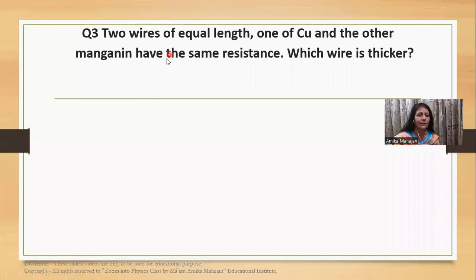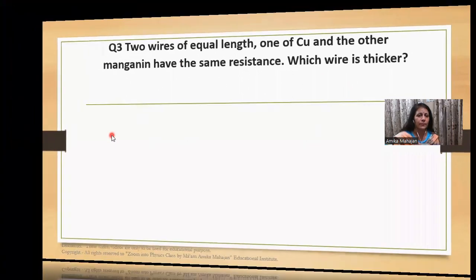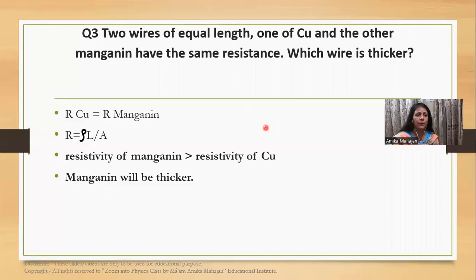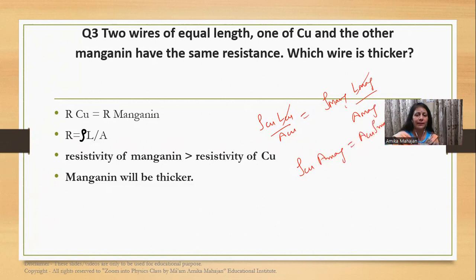Two wires of equal length, one of copper and the other of manganin, have the same resistance. Which wire is thicker? Because resistance is the same, rho of copper, L of copper upon A of copper will be equal to rho of manganin, L of manganin upon A of manganin. Because lengths are the same, these will cancel. And rho of copper into A of manganin will be equal to A of copper into rho of manganin.